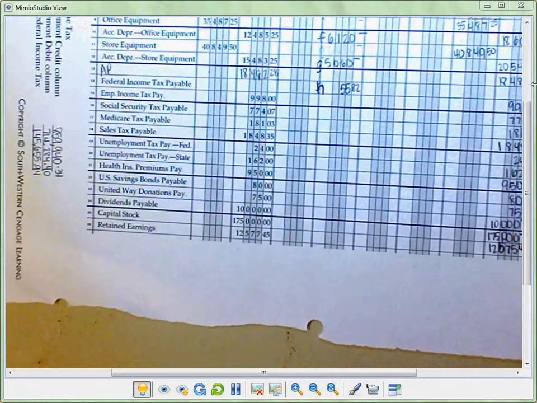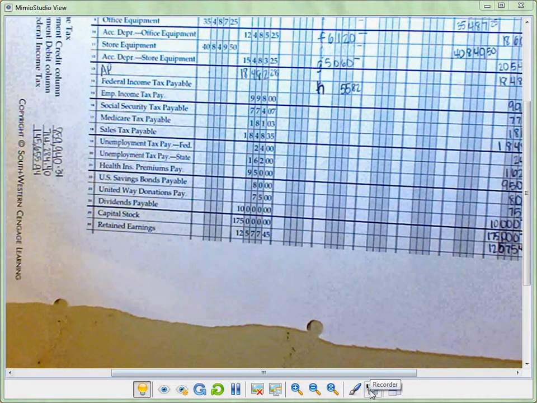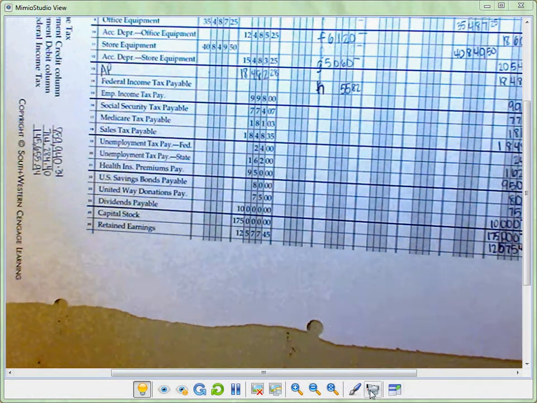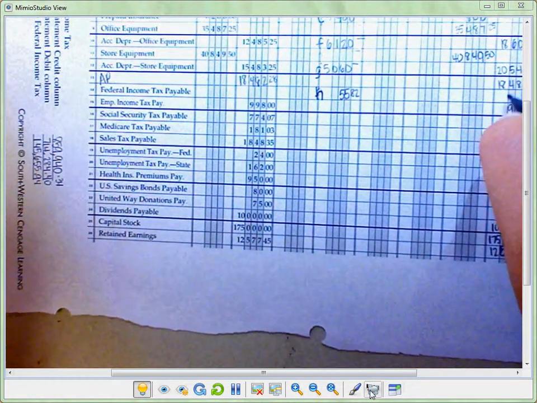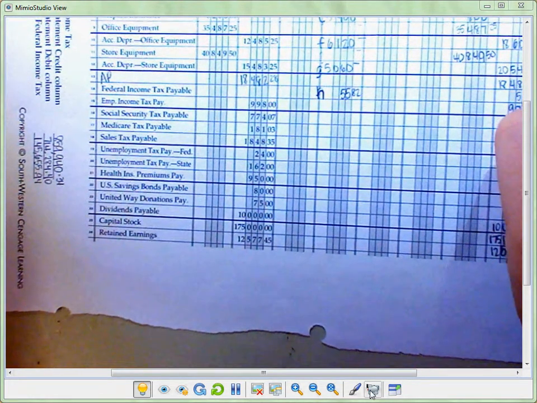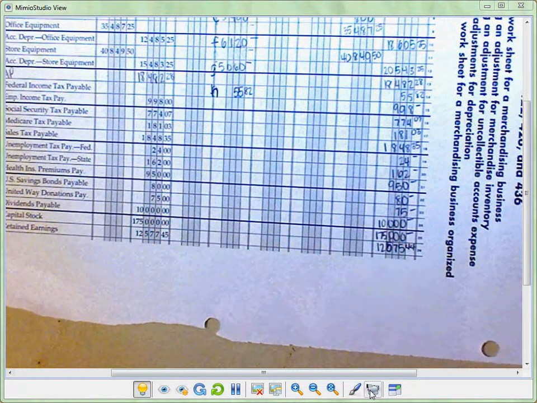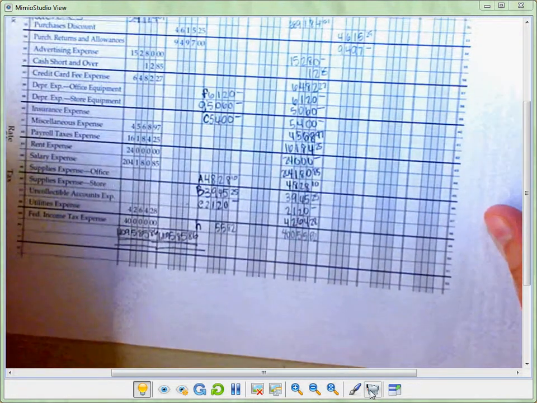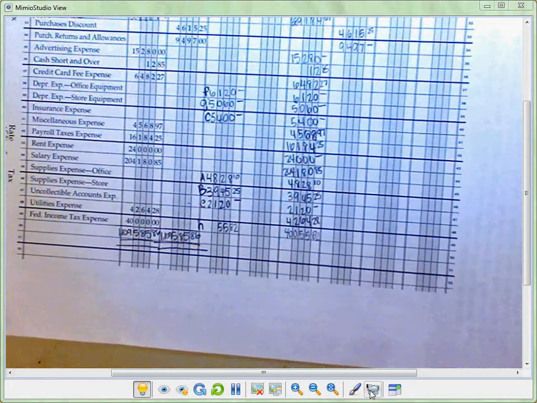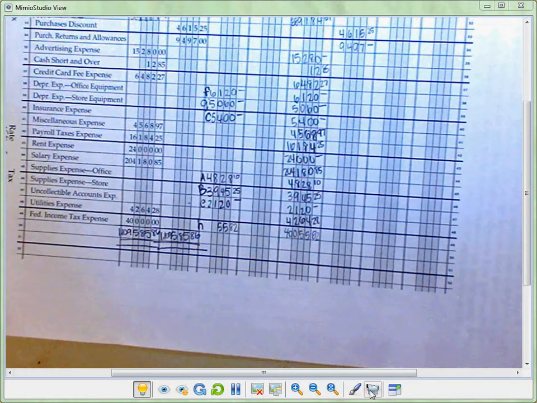Okay, so now that we have that done, we now need to bring over the $55.82 into our balance sheet. So it's a balance sheet credit, $55.82. Okay, now we go back to 375. We have to now start getting the rest of our totals. Go ahead and continue that single rule across the rest of your columns.